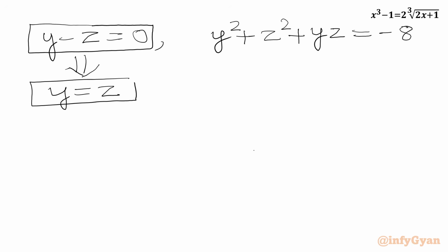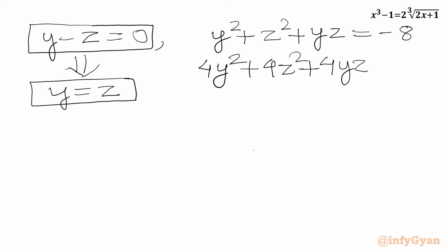Now we have to solve the second equation for real solutions. So I will multiply this equation by 4 on both sides. So I will write 4y square plus 4z square plus 4yz equal to 4 times minus 8 minus 32.